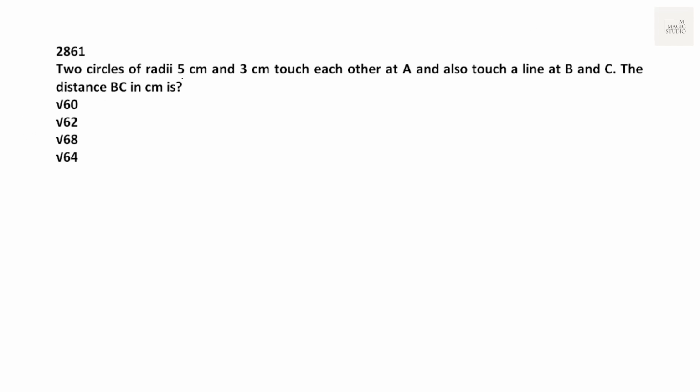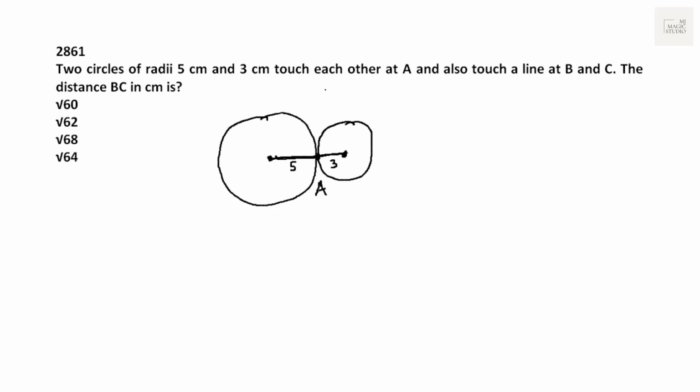Two circles of radii 5 cm and 3 cm touch each other at A. So we have two circles, one of radius 5 and one smaller circle of radius 3. They touch at point A, which means through A we can join their centers. This is 5 and this is 3.